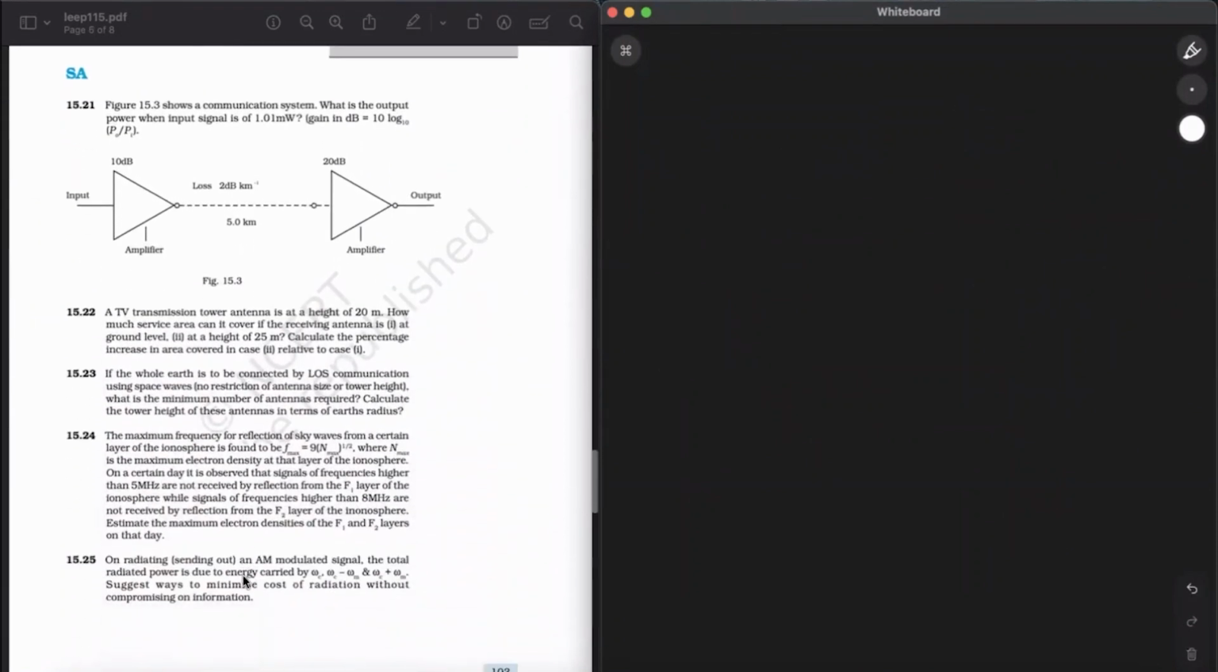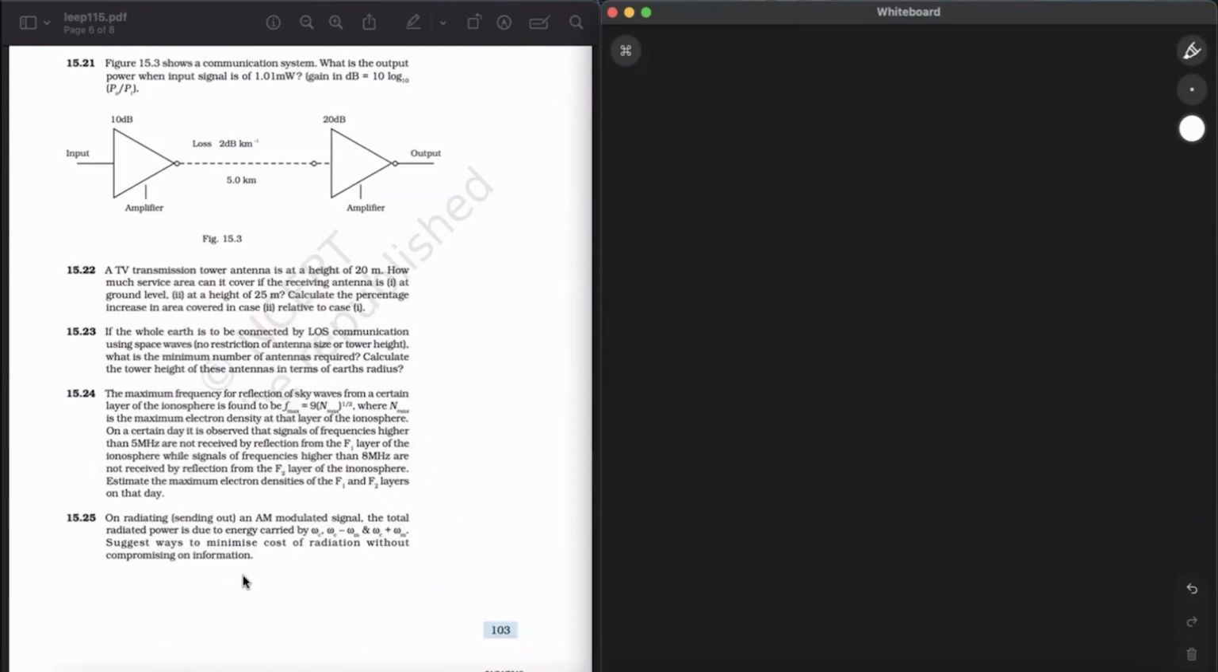Question number 21. It shows a communication system. What is the output power when the input signal is 1.01 milliwatt? The gain in decibels is also given to us. So, first of all, the transmission path.